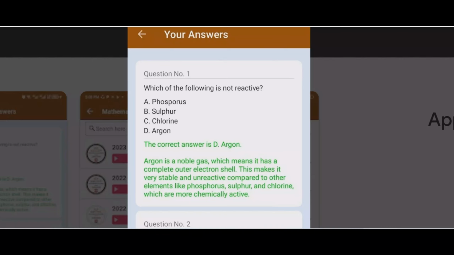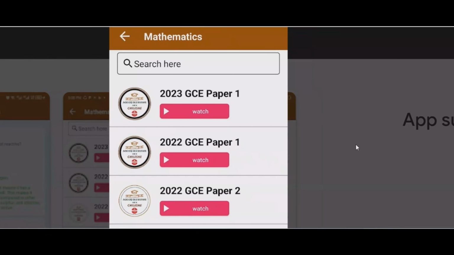What else can you find on this app? You're going to find videos by past papers, videos by topic to help you cement your level of understanding. These videos are also found on YouTube. The difference is in this app, they are well organized to help you navigate easily and cement your level of understanding on a particular topic. You're also going to find past papers to help you know how questions come and answers.